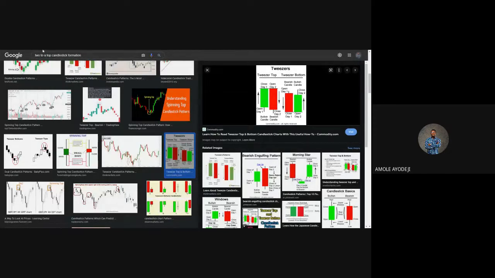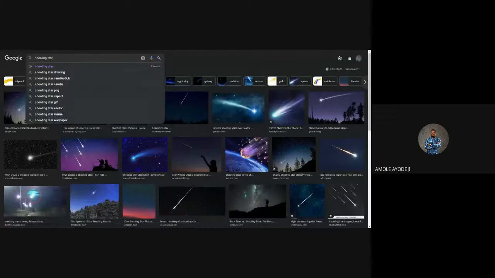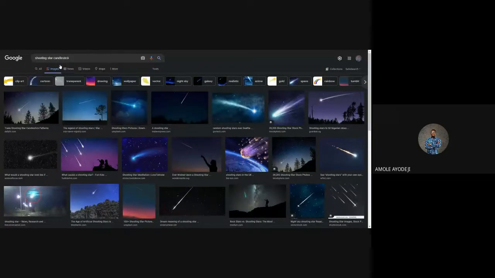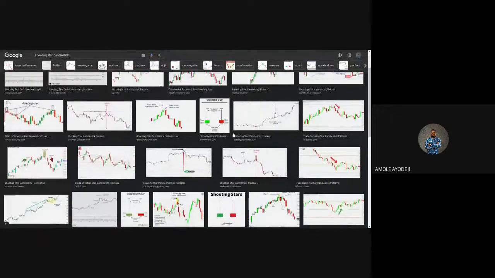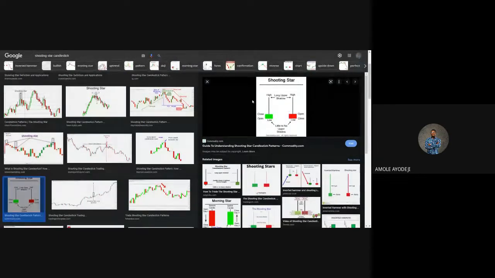Then, of course, we have the shooting star. I want to believe we all know the shooting star. Okay. Can you all see this? Can you all see where my cursor is? This is a shooting star. These are candlestick formations that you'll find at structural points. So, tweezer top, tweezer bottom, shooting star, then the hammer.